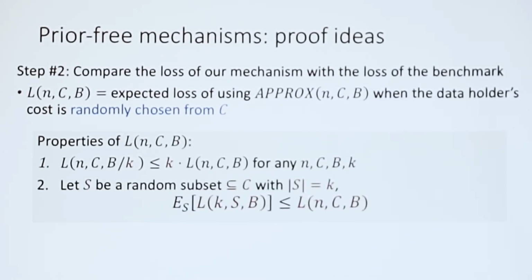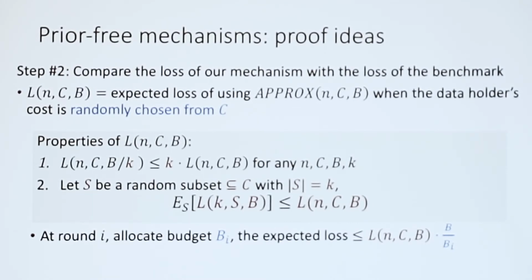And our second property is about how the loss is going to change when I only partially observe people's cost. Suppose now at round I I only observe the first I people's costs. So their costs are a random subset of the overall cost set. And if I use all my budget to purchase these I people's data, then my expected loss will not get higher. Based on these two properties, I can prove that when I allocate budget B_I at round I, my expected loss will not be larger than the benchmark times the ratio between the total budget and this allocated budget.